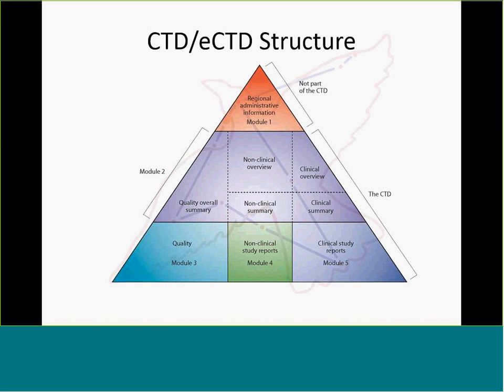This is the full structure of the eCTD. You can see the top portion in red, the Regional Administrative Information. Module 1 is not in the CTD. Each regional administration section is dictated by the host nation. So while many countries, for instance in Europe, use similar regional sections, they have translation requirements for labeling and things like that specific to each country.